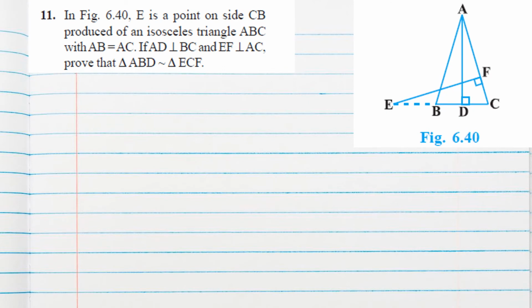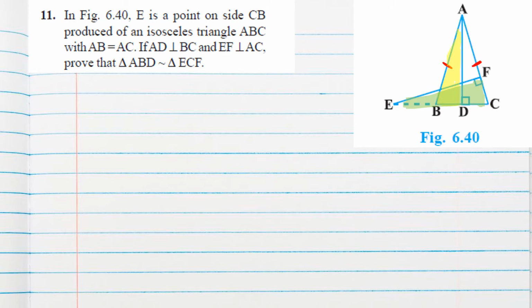This figure is given to us. E is a point on side BC produced of an isosceles triangle ABC with AB and AC equal. That means these two are equal. AD is perpendicular to BC and EF is perpendicular to AC. Prove that triangle ABD, this one, and ECF, this one. One yellow, one green.